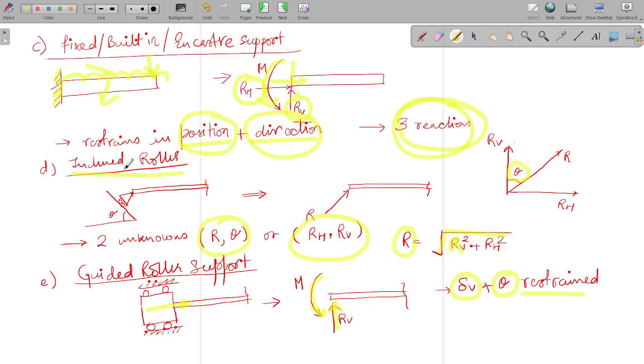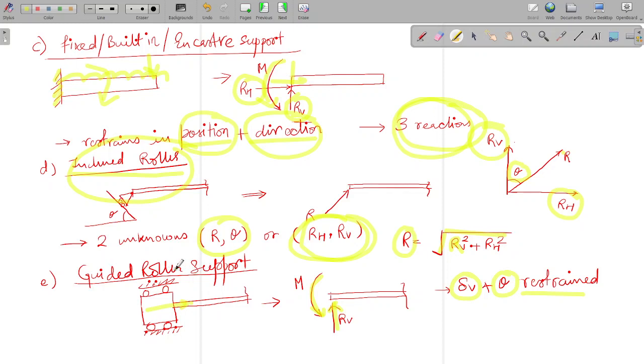Okay. So moving on to our next type of support, that is inclined roller. So here is a roller. It will offer an inclined reaction because the surface of the roller is inclined. So it will offer a reaction at an angle theta with the vertical. So there are two unknowns, R and theta, or the horizontal and vertical reactions, RH and RV. Because this R can have components in the horizontal as well as vertical direction. So R is equal to root of RV square plus RH square.